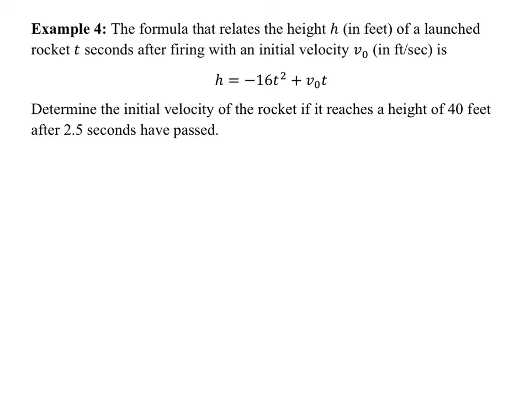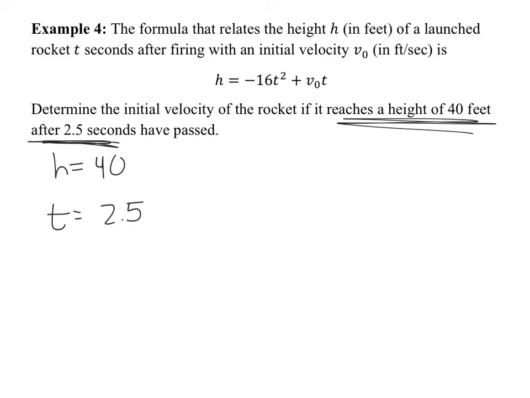So I'm going to start by listing what I know. What is given to me is that we reach a height of 40 feet. So h is 40. After a time period of 2.5 seconds. So t is 2.5 seconds. And I'm trying to figure out what is the initial velocity. I have a physics problem for you, but you're going to see when you're juniors that physics is math. It's applying math, though. So we take these 2 known values, we can plug them in and solve for v0.